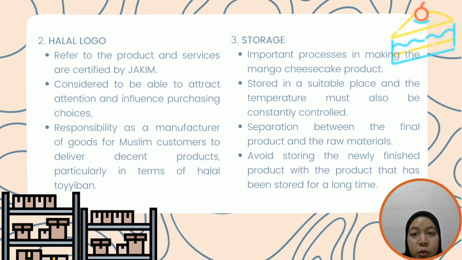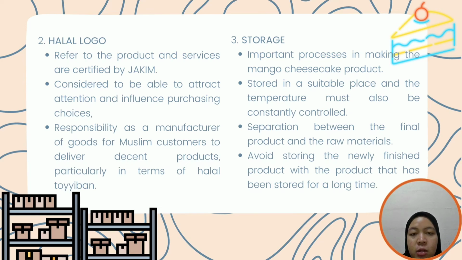Last issue is about storage. So storage is one of the important processes in making mango cheesecake products. This product must be stored in a suitable place and the temperature must also be consistently controlled. This is because the product uses perishable raw materials such as cheese, mango puree and many more. Therefore, to prevent the product from being easily damaged, we have stored the product in a chiller where the temperature is always controlled at 5 degrees Celsius.